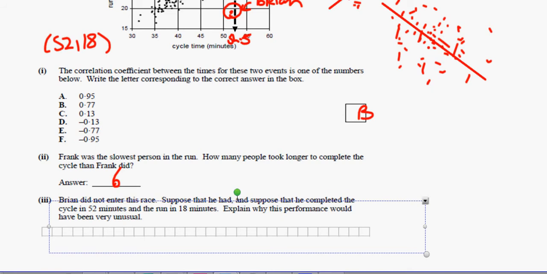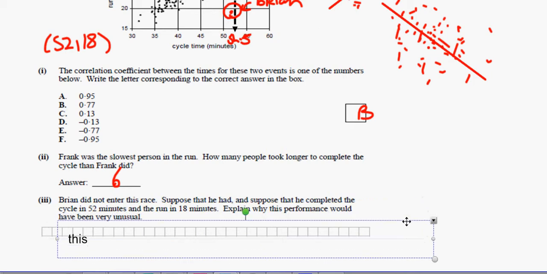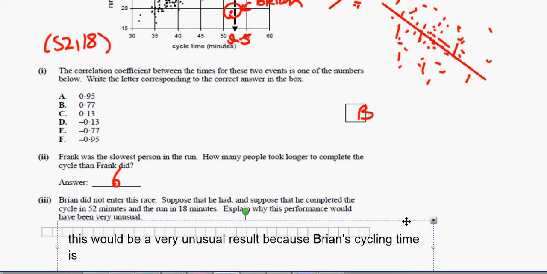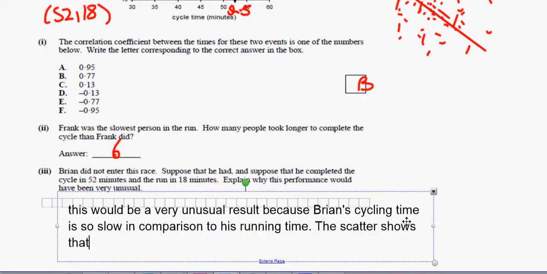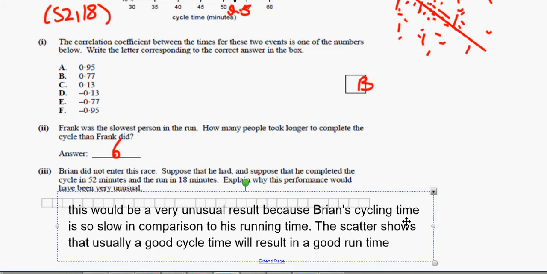So just type that in. Okay, one second. This would be a very unusual result because Brian's cycling time is so slow in comparison to his running time. The scatter plot shows that usually a good cycle time will result in a good run time. Okay?